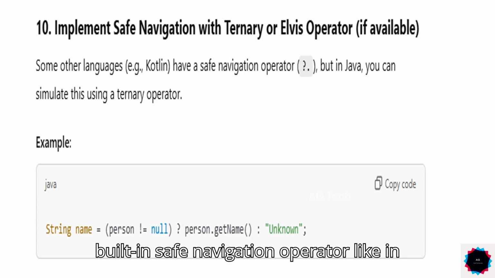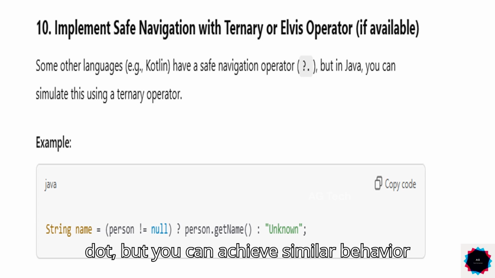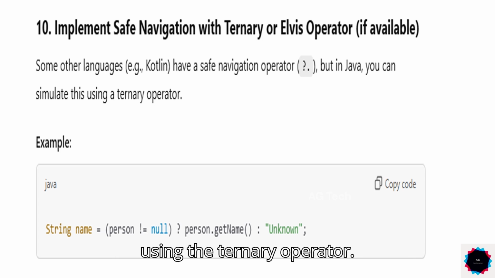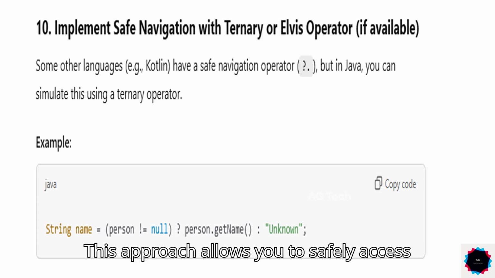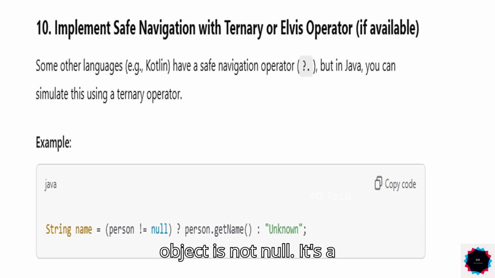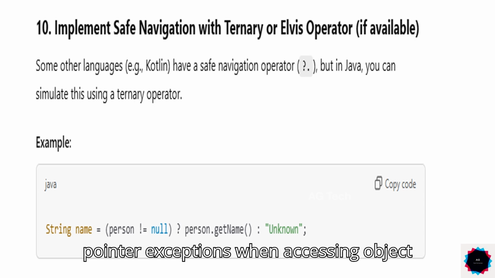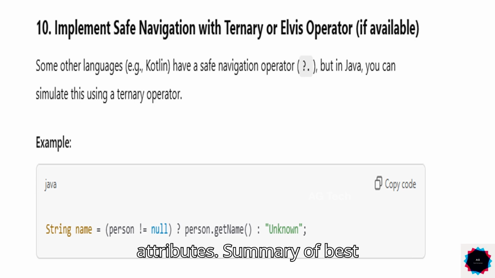10. Simulate safe navigation with ternary operator. Java doesn't have a built-in safe navigation operator like in some other languages, for example Kotlin's, but you can achieve similar behavior using the ternary operator. This approach allows you to safely access an object's properties only when the object is not null. It's a simple and effective way to prevent null pointer exceptions when accessing object attributes.